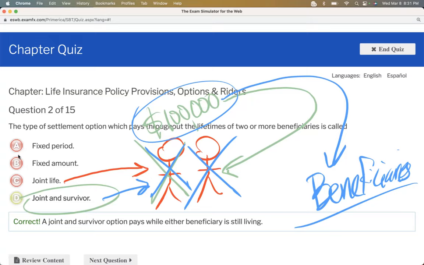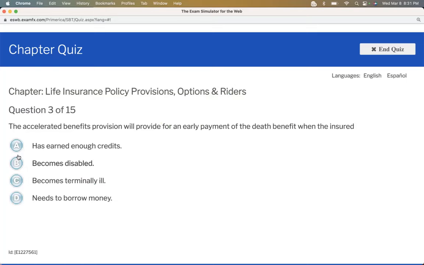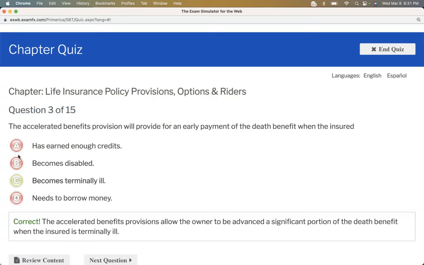Okay. Let's go to the next one. The accelerated benefit provision will provide an early payment of the death benefit when the insured, what? C. We talked about this, right? Yes, C, becomes terminally ill. Bam, good. There you go.